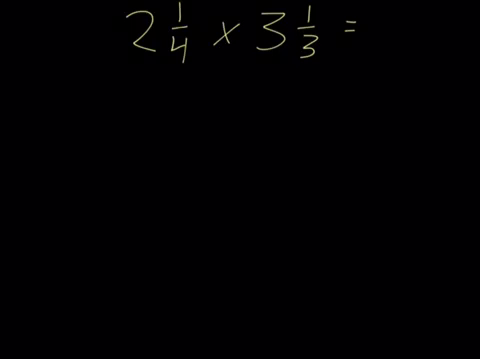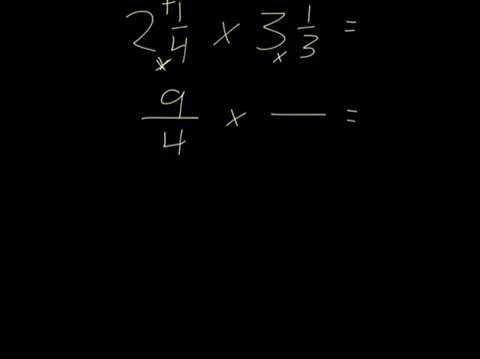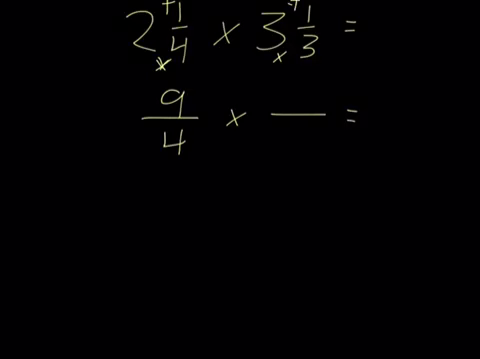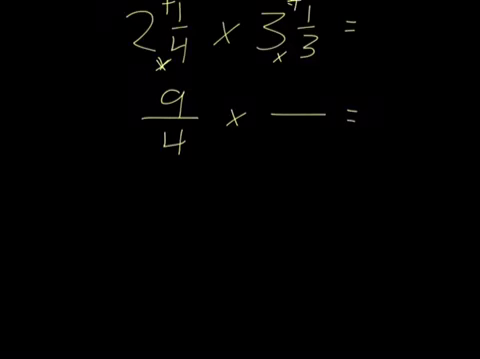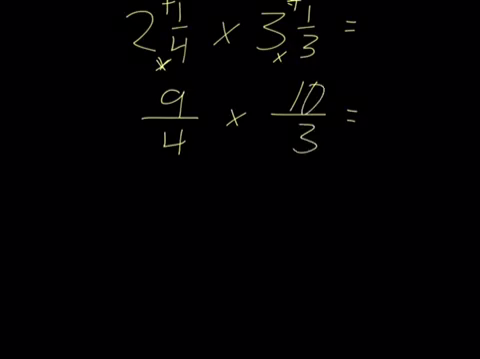For our final problem, we're going to multiply 2 1/4 by 3 1/3. So we set up our improper fractions. 2 times 4 is 8, plus the 1 is 9/4. And 3 times 3 is 9, plus 1 is 10/3.